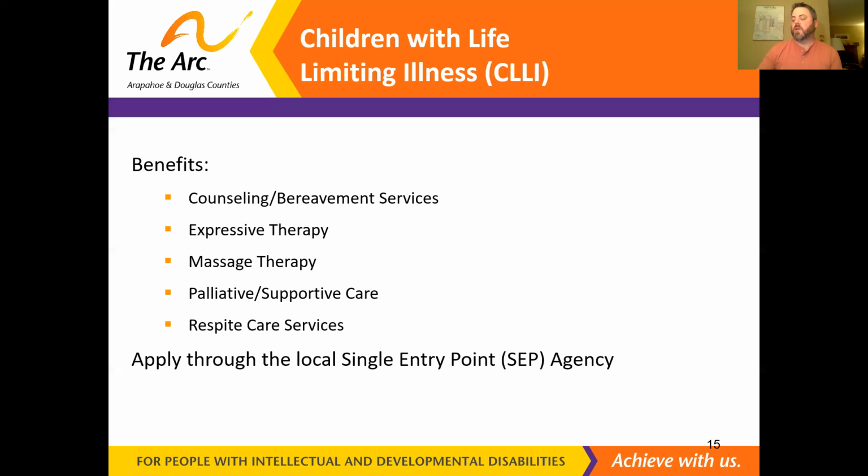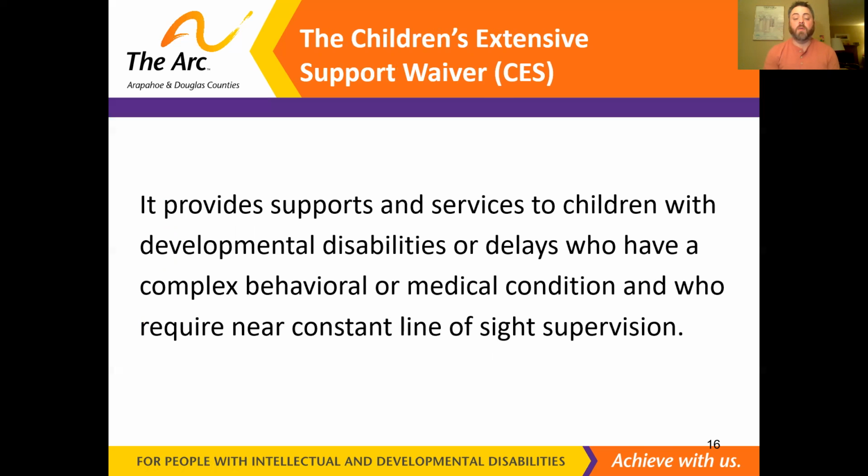So the third waiver we'll talk about tonight is the Children's Extensive Support waiver, or what we call CES. So this is the first waiver specifically designed for kids with intellectual and developmental disabilities. So they either have very complex behavioral or medical conditions that require almost constant line of sight supervision. So these are the extreme cases. So that's why it's extensive supports.